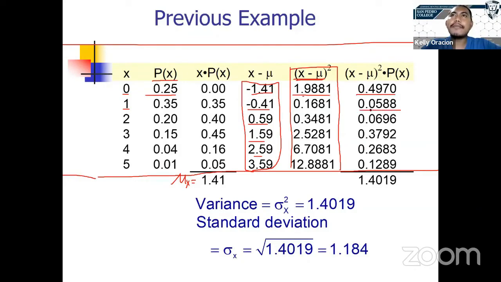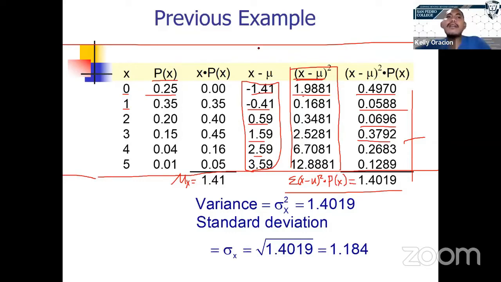Then add them all. When you add them all, this is the summation of x minus mean squared times probability of x. And this is now your variance. A variance should be 4 decimal places. Again, variance should be 4 decimal places and your standard deviation should be 2 decimal places.